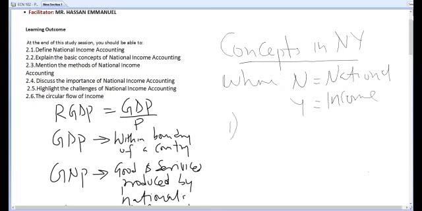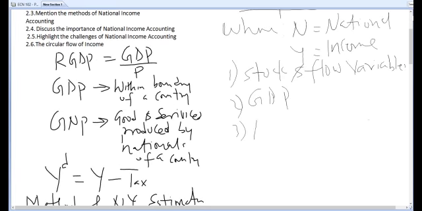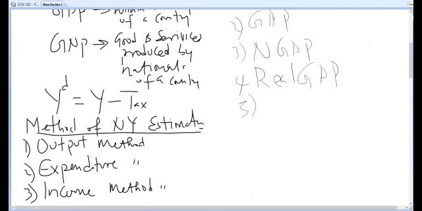Two, GDP. GDP here means gross domestic product, please. Three, we have the nominal GDP. Four, we have the real GDP. Five, we have the value added. Six, I'll just give some, not all, market price.